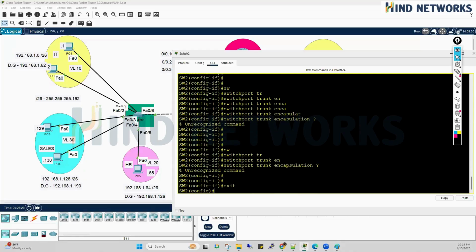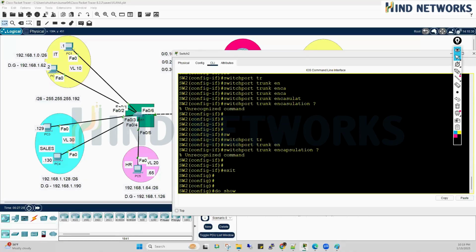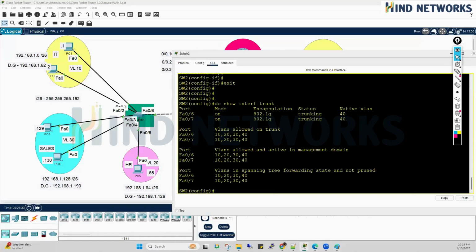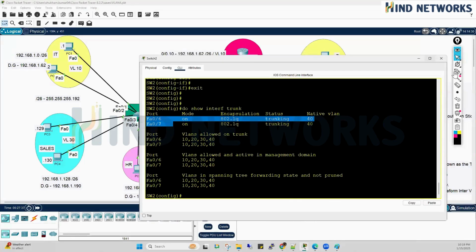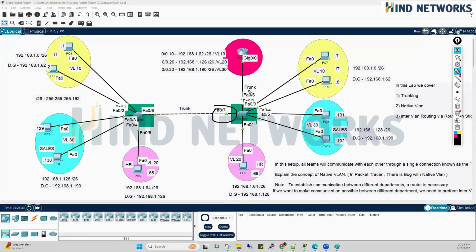Right? And how can you check, guys? The command is do show interface trunk. By this command, you can check here 0/6 and 0/7. These are the two ports, 0/7 and this one 0/6. Both are trunk ports. These are the two ports that are called trunk ports. Getting my point, everyone? Yes or no? Clear? Understand?